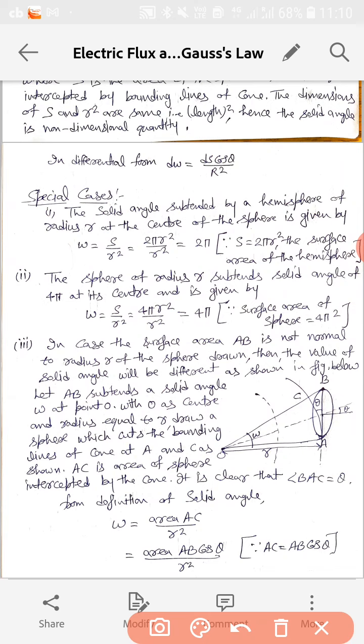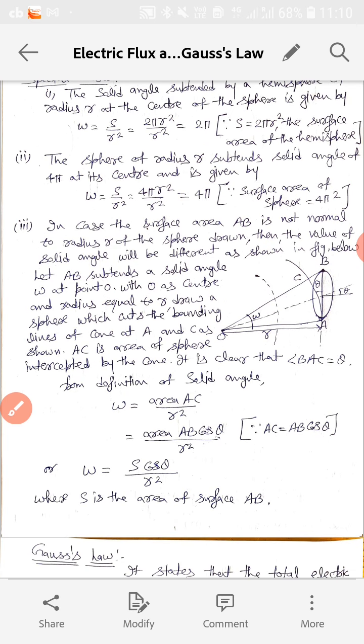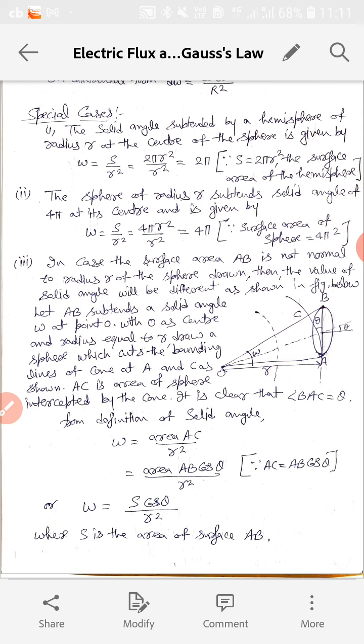So from the definition of solid angle, omega will be area AC over R square, because AC is the area subtended by that sphere. This AC can now be written as AB cos of theta. So omega will become S into cos theta by R square. Okay, so this is how we will define solid angle in any general case.